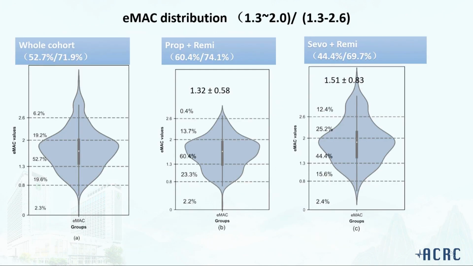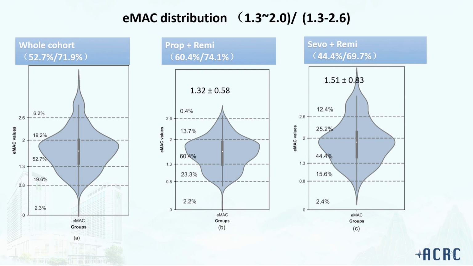And here is the distribution of the MAC. We can see that from the whole cohort or the two separate anesthesia combinations, the distribution from 1.3 to 2 or 1.3 to 2.6 of the EMAC was about 52.7, 60.4, and 44.4%, and the others were around 72, 75, and about 70 respectively. So we can see that for the intravenous anesthetics combination, the EMAC distribution was narrowed when compared to the sevoflurane combined with remifentanil.